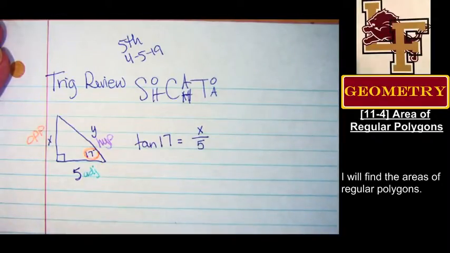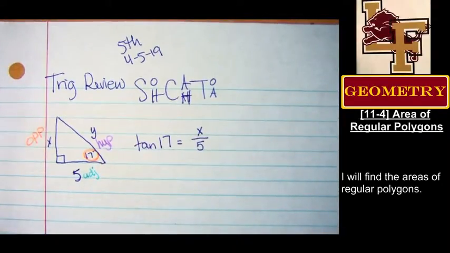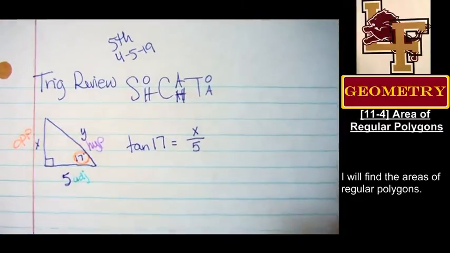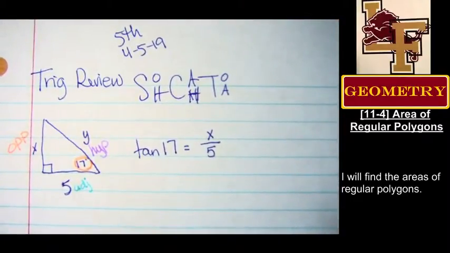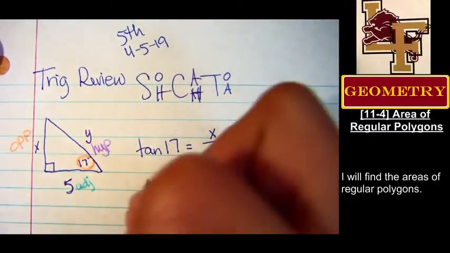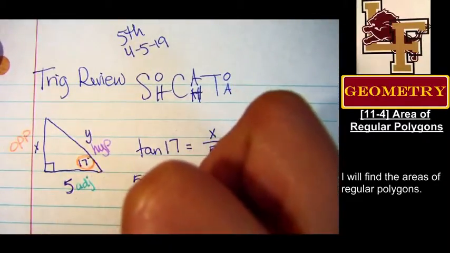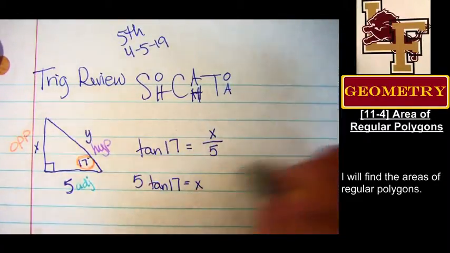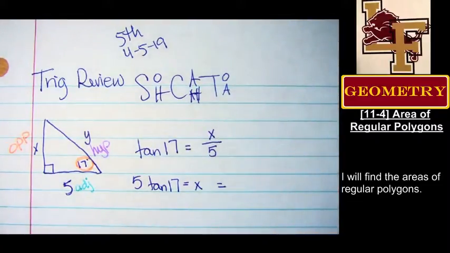Solve this for x. To get x by itself, what should I do? In this case, I want to multiply by 5 because right now x is being divided by 5. So 5 times the tangent of 17 equals my value of x. Grab that, stick that in your calculators. Literally type this. Don't use the alphabet keyboard at the bottom, but actually go to the trig menu.